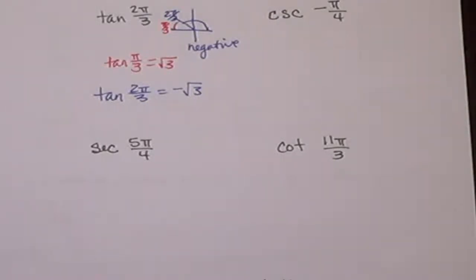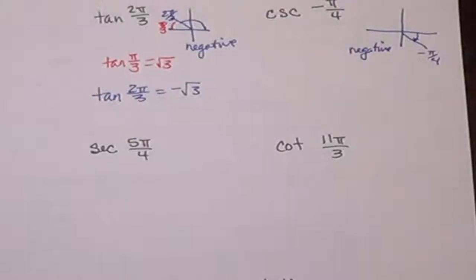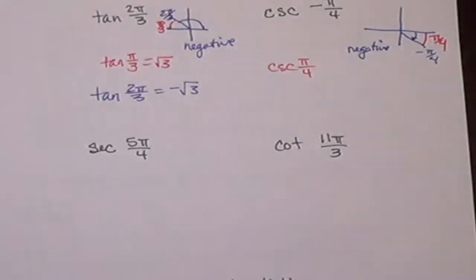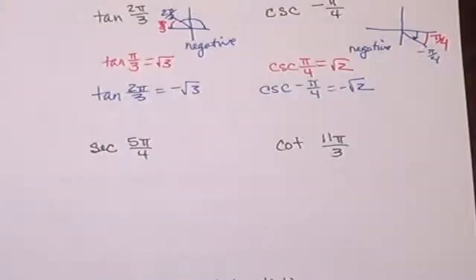Okay. This next one gives us a negative angle to look at. And again, things work the same way. So cosecant of negative pi over 4. Again, we're going to start by finding which quadrant the angle is in. Okay. So here we can see it's in the fourth quadrant. Cosecant is going to be negative there. Our reference angle is pi over 4. And from before, we see that cosecant of pi over 4 is square root of 2. So our cosecant of negative pi over 4 is going to be negative square root of 2.